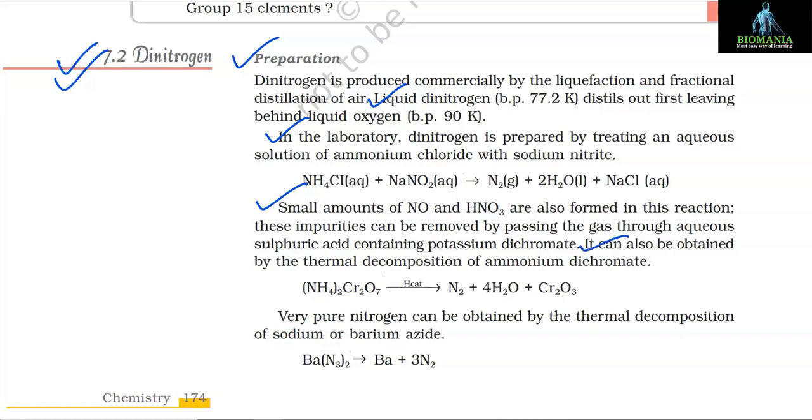It can also be obtained by the thermal decomposition of ammonium dichromate. (NH4)2Cr2O7 on heating produces N2 + 4H2O + Cr2O3. Very pure nitrogen can be obtained by the thermal decomposition of sodium or barium azide. Ba(N3)2 gives Ba + 3N2.